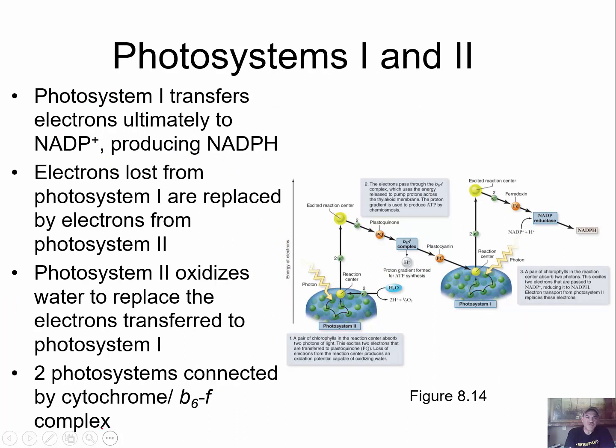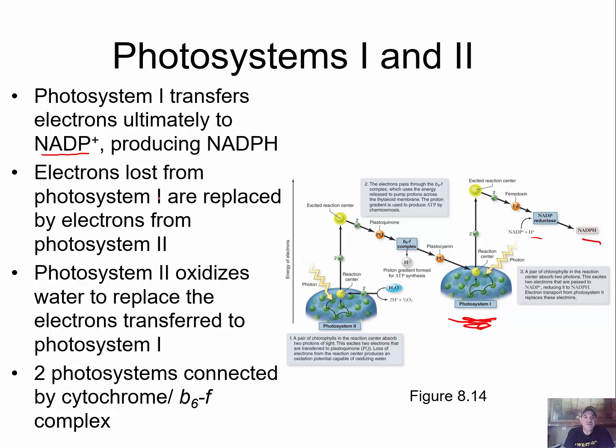So for photosystems 1 and 2, there's a Z diagram again on the right. Photosystem 1 is basically going to transfer electrons ultimately to NADP plus to produce NADPH. So we're going to reduce it. That's referring to this photosystem right here. That's where those electrons coming from this photosystem are going to be attached, along with a proton, to reduce our NADP plus to NADPH.